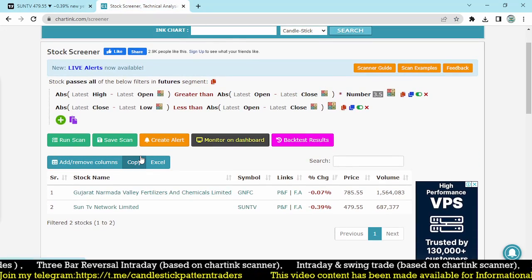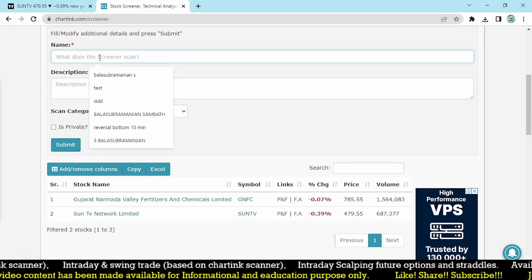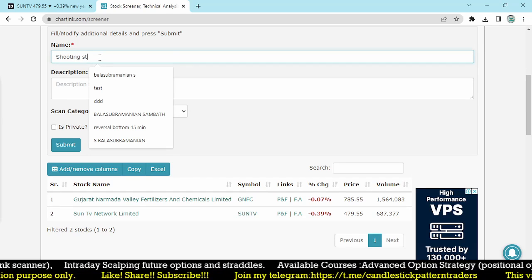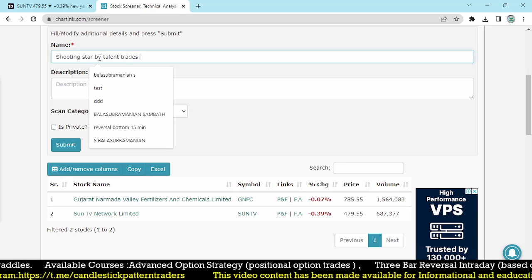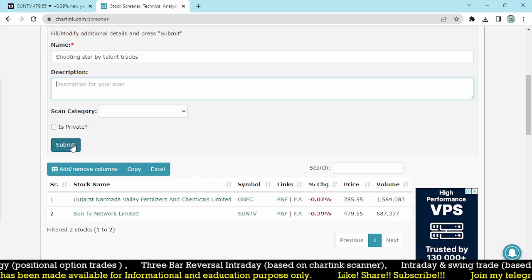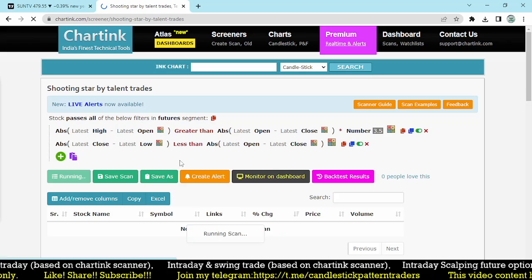So let me save the scan as shooting star by Talent Traders. If you want to find the scan, search shooting. This is the name which I mentioned. It is a public scan. You can search with the name shooting star by Talent Traders and you will find it.